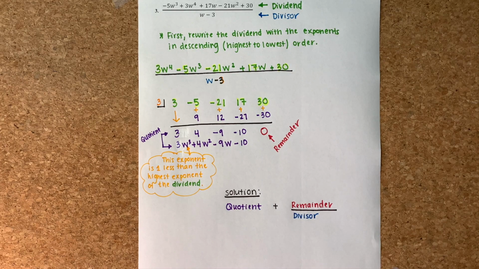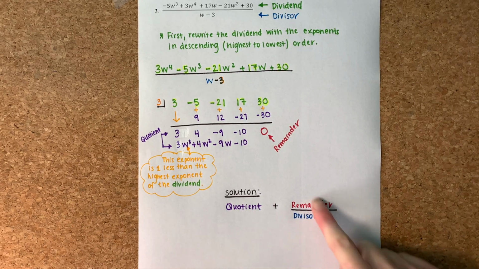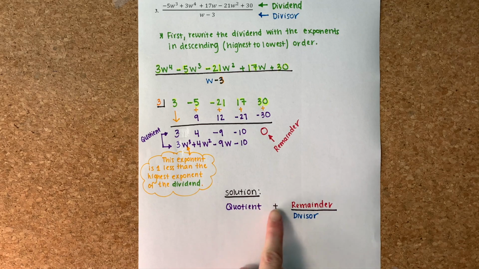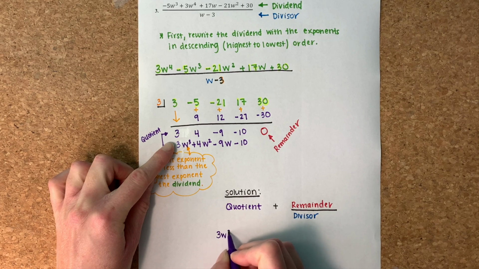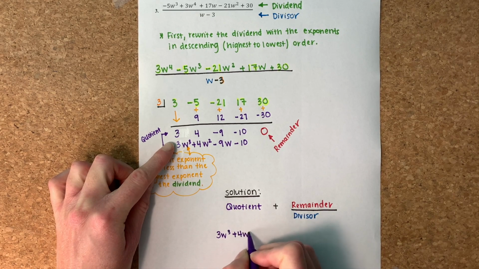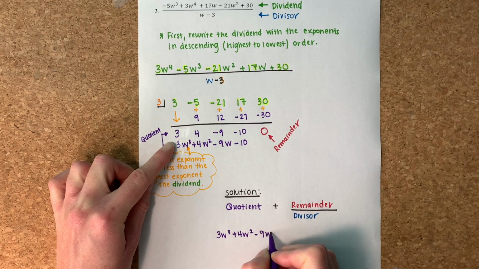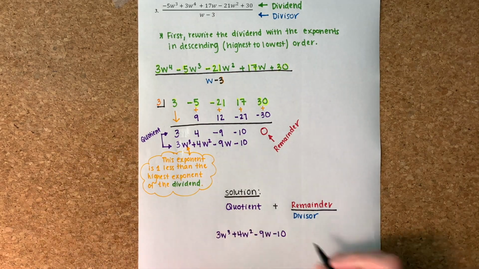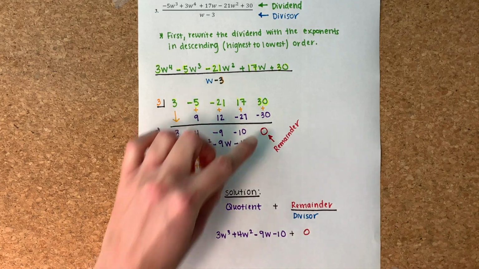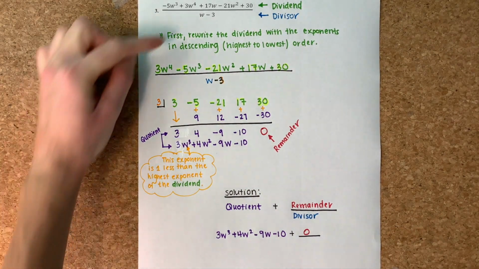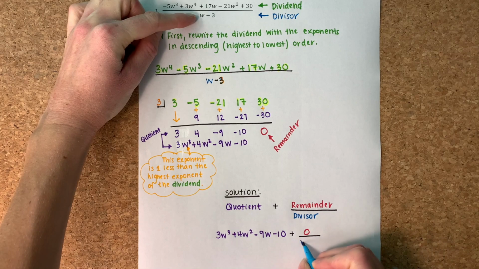So we've now attached all of the variables onto our quotient, and now we can write our final solution. Our final solution should always be written in this form: quotient plus remainder divided by the divisor. So let's start with the quotient, which we wrote right here: 3w cubed plus 4w squared minus 9w minus 10. Then we add the remainder, which we found was 0, divided by the divisor, which is w minus 3.